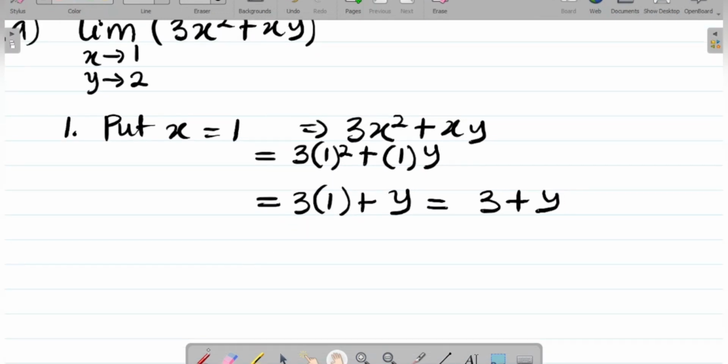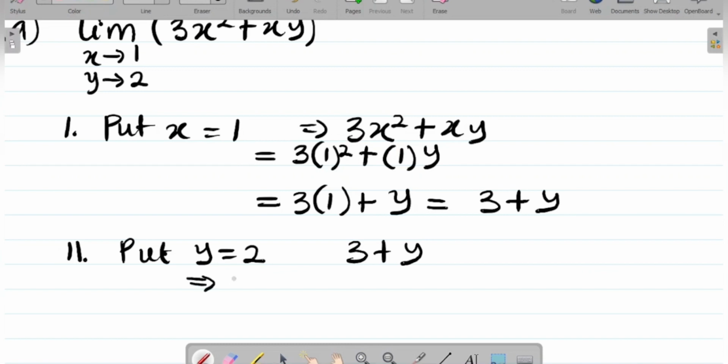My next task now would be to put y. So my task 2 would be to put y as equal to 2. If I put y as 2, what do I get there? I'll get something that looks like this. So what I have left is 3 plus y. So put y as 2. That will be equal to 3 plus 2. And that's equal to what there? 5.